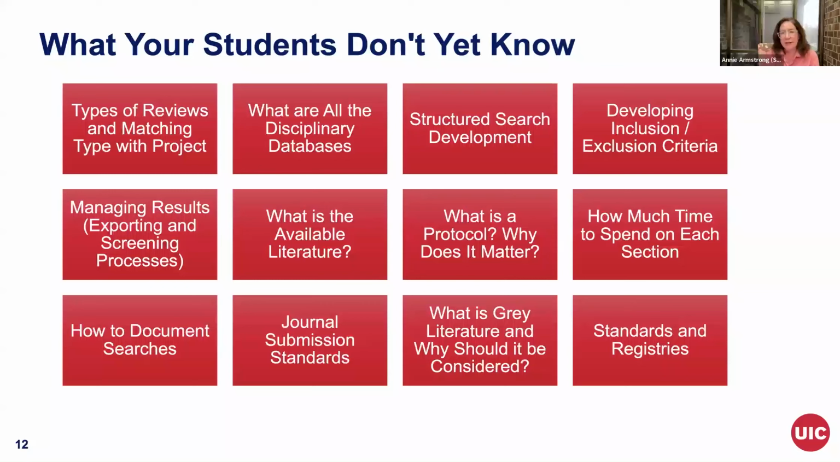So what are the databases for their discipline? Where should they be looking in terms of interdisciplinary databases? And that doesn't even get into the gray literature. So we had a separate webinar that was entirely devoted to why to search the gray literature, why that matters in the systematic review process. So that's an entirely different area. What are the standards and registries for their discipline? What does a protocol look like? Where can you find it?